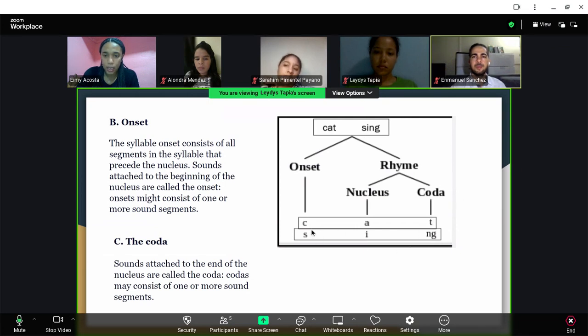You can see, for example, in cat, the C is the onset, the nucleus of the syllable is the A, and the coda is the T. And the other example is sing, where you can see the onset, that is the S, the I is the nucleus, and the other part of this syllable is the coda.